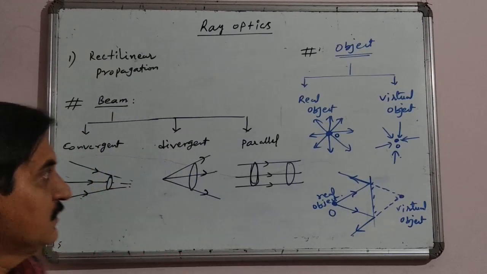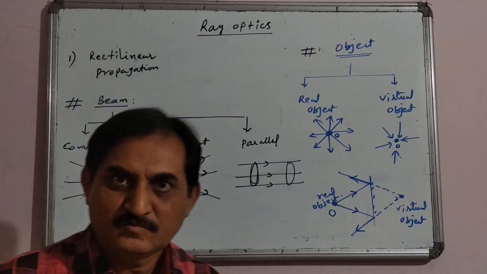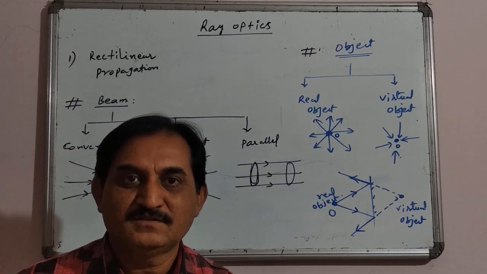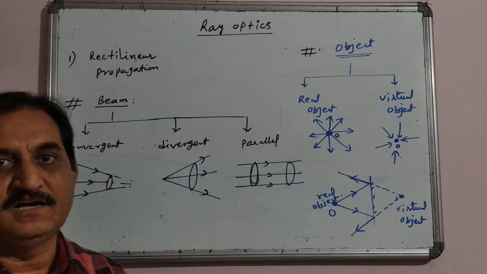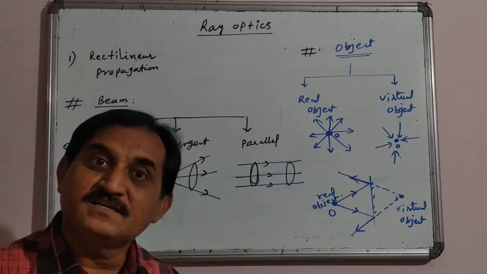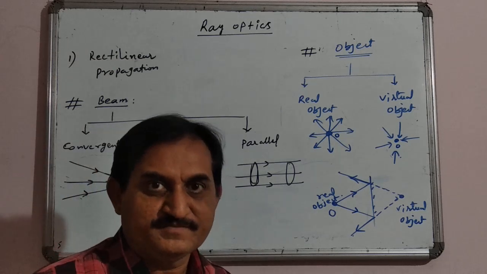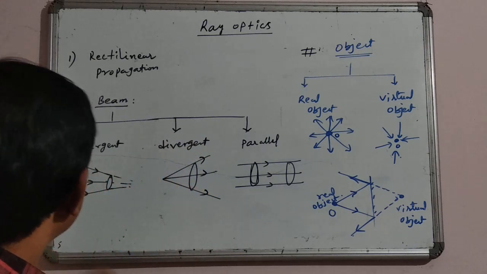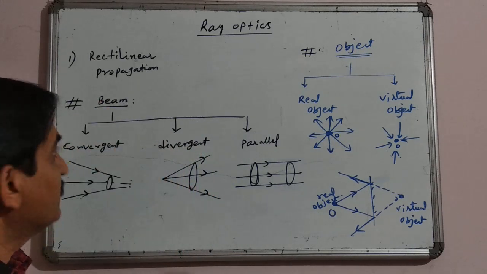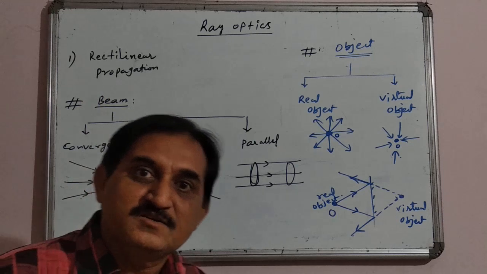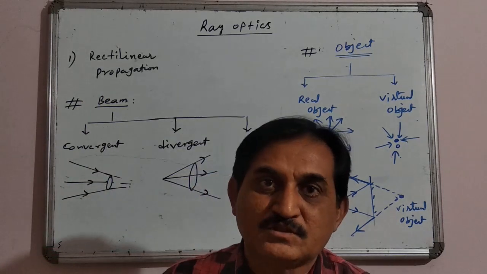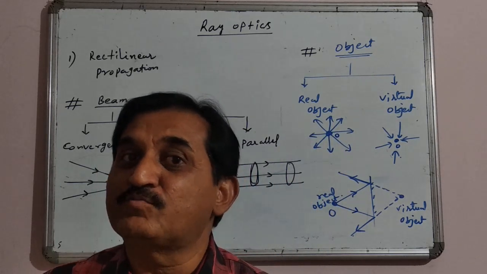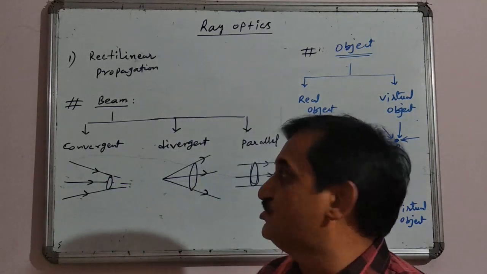So here, rectilinear propagation, what does it mean? It is a property of light by which it travels along a straight path until the medium is changed. So that is the property, simply. Now, regarding light concepts, to understand properly, we should know the basic terminology we often use in this chapter.